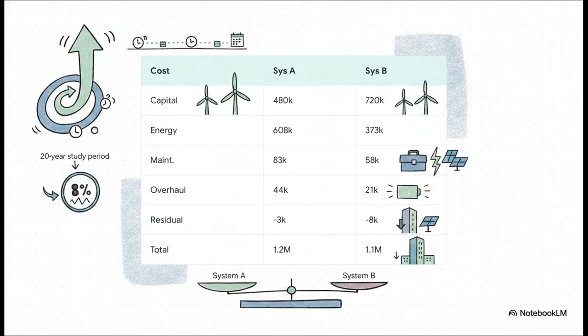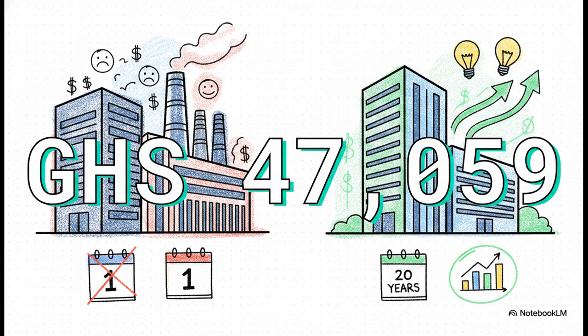When you do the step-by-step math over a 20-year study period at an 8% discount rate, it reveals a totally different reality. When we factor in not just the capital, but the annual energy costs, which, by the way, are substantially lower for System B, plus the maintenance, major overhauls, and the residual value, the true financial picture finally emerges. And when you crunch those present value numbers, you actually end up with a net present value savings of 47,059 cedis for System B. This brilliantly illustrates that despite the terrifyingly higher initial cost, System B represents significantly better whole life value for your client. Why? Because of its vastly superior energy efficiency over a 20-year lifespan.